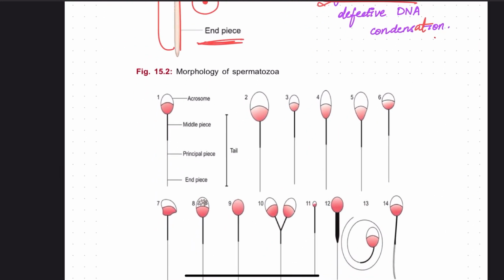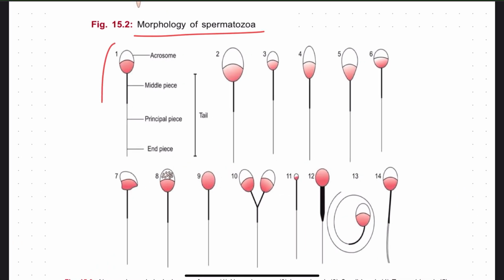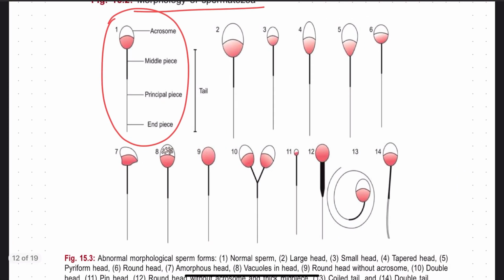And a few problems with the morphology of sperm. This is a normal sperm. This is the morphology of a normal sperm. If at all this is a giant head, comparatively the head is larger. Giant head. This is a smaller head. This is a tapered head. Sorry, this is a tapered head, that is elongated, tapering kind of.